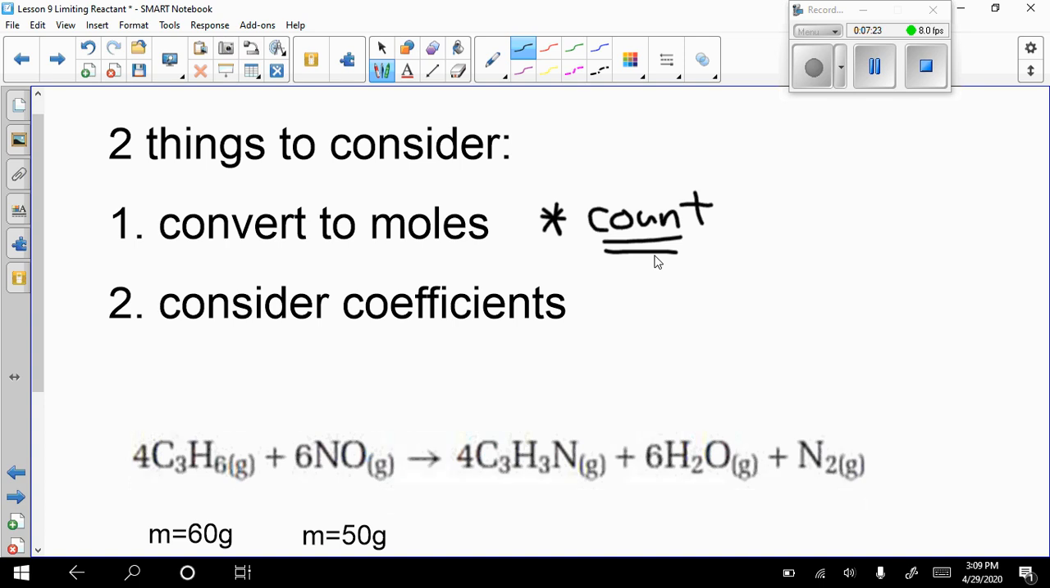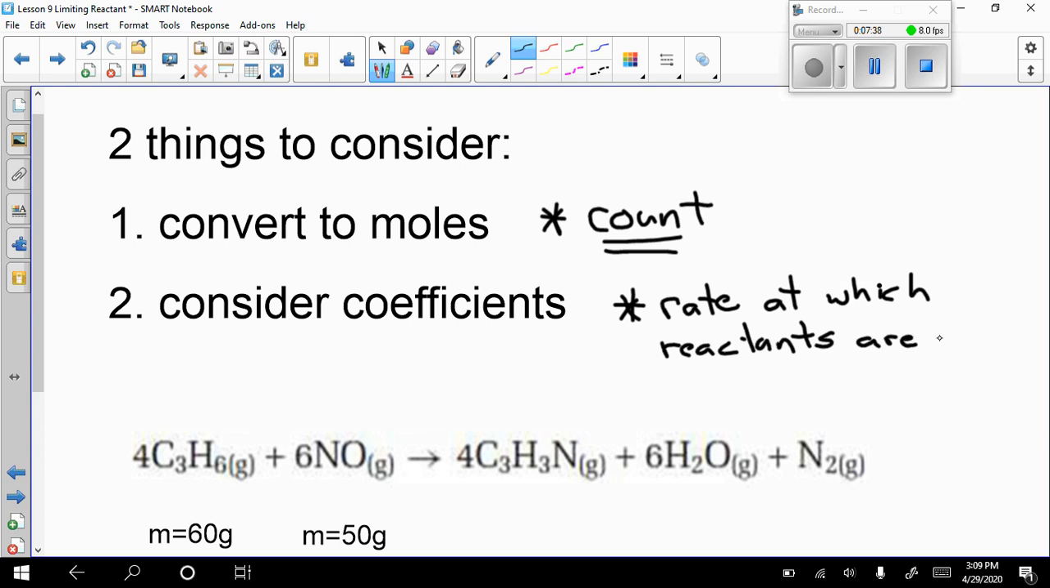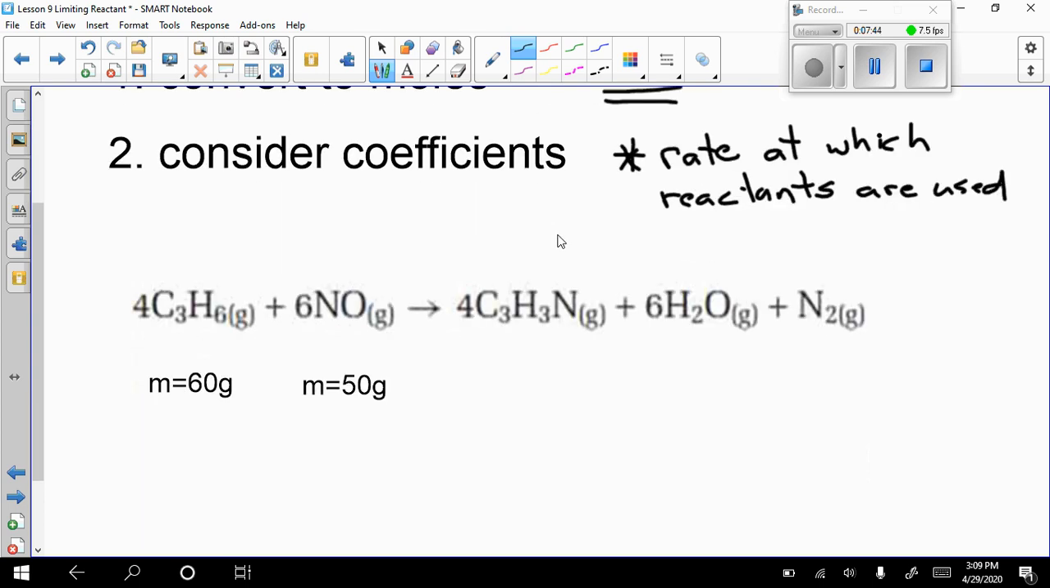But the other thing to consider are the coefficients. So you need to consider what I'll call the rate at which the reactants are used. Okay, well, let me take you through this with a little example here, and then we'll do a few more examples. But let's take a look at this equation.